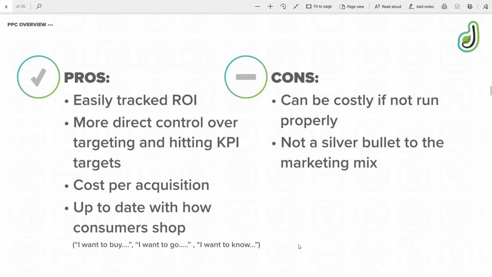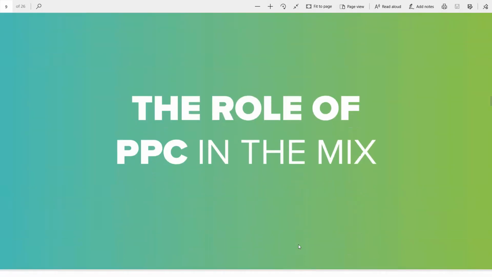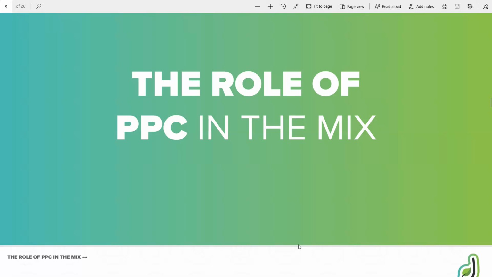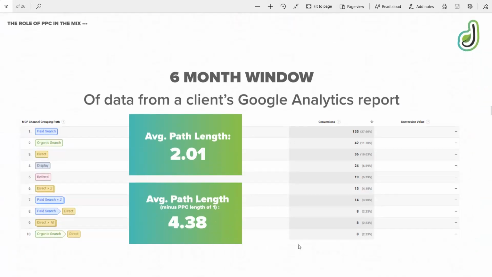So we're going to talk about that a little bit more in this next section here, which is sort of the role of PPC in your entire marketing mix, and the role of PPC as far as a diversified marketing portfolio. So just as a point of illustration, I grabbed this from a client's Google Analytics account over a 6-month window.